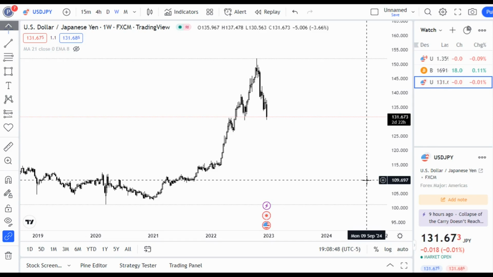We are going to look at how to draw an effective higher high, higher low, lower high, and lower low in the market, how to really identify them. Okay, so let's get started, guys.